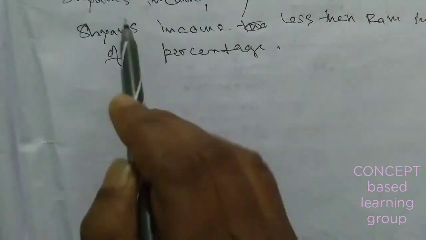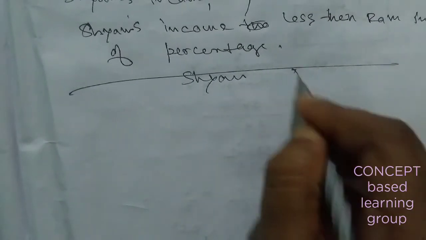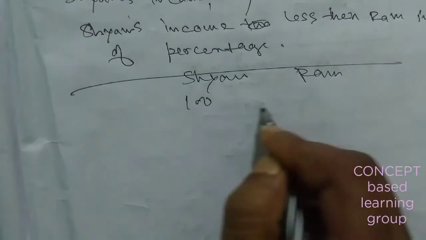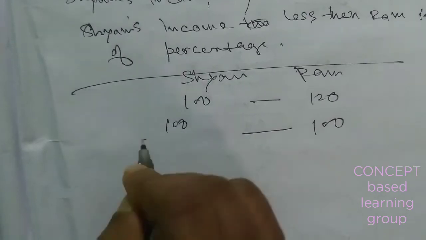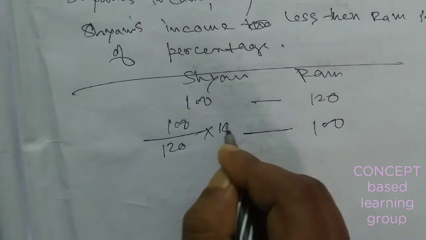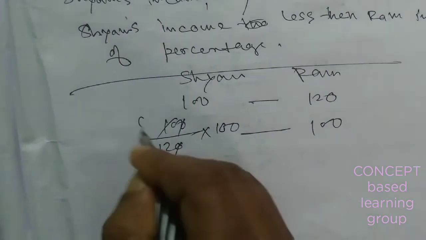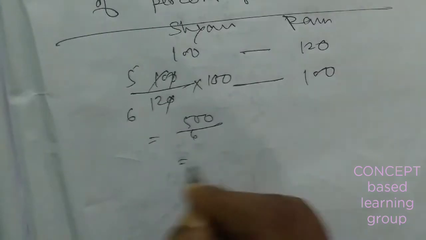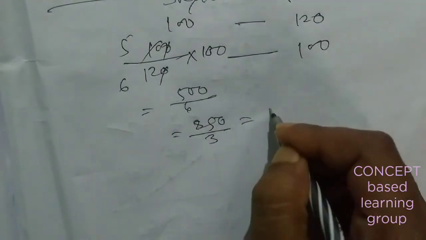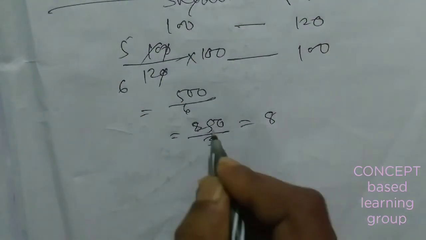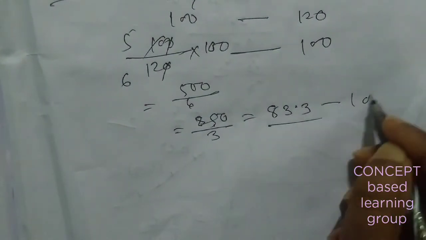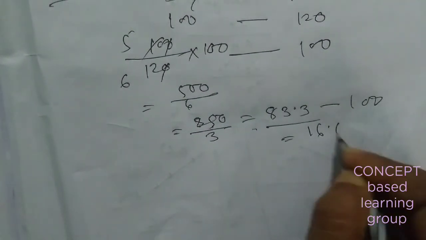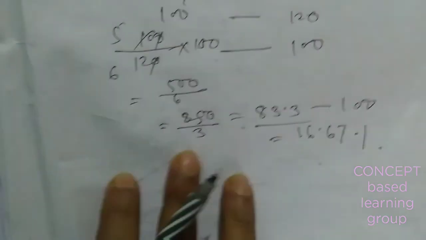So let's look here. Ram's income is more than Shyam's. Let's take Shyam here, then Ram. If Shyam's income was 100, then Ram's income will be 120. So if Ram's income is 100, then what will be Shyam's income? That is 100 out of 120 into 100, which is 500 by 6, 250 by 3, equivalent to 83.3. And it's less than 100 by how much? 16.67. So Shyam's income is 16.67% less than Ram's income.